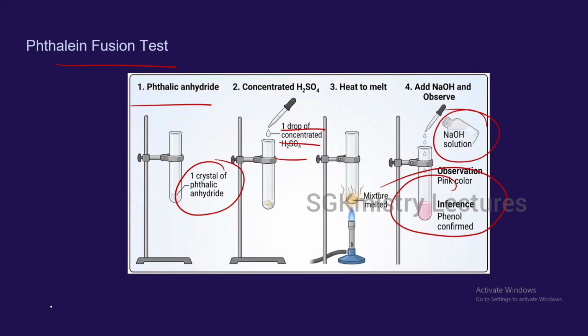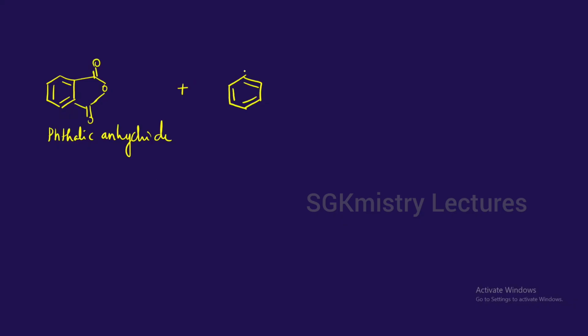Let us look into the reaction. Mainly phenolphthalein is obtained, which is why there is a pink color, because we add NaOH solution. In the basic medium it is pink in color. First, take the phthalic anhydride. To this, add the phenol. So substance plus phthalic anhydride, with phenol, 2 moles.